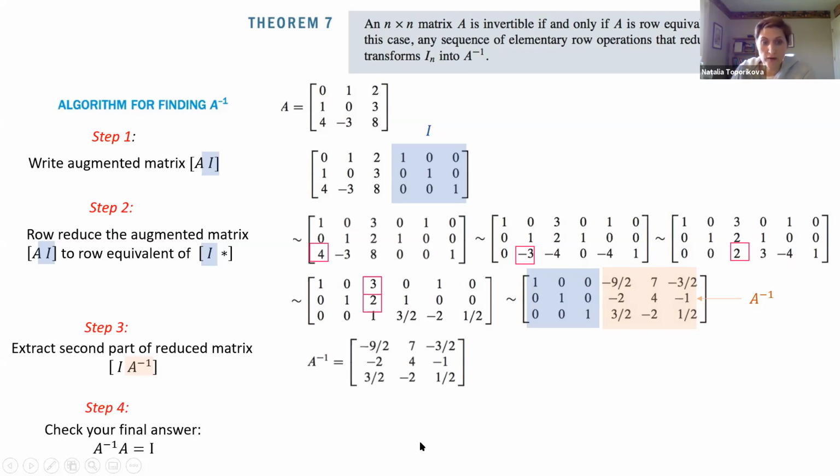However, I strongly recommend you go to step 4 and always, always, always check your final answer. We know that the product of a matrix with its inverse should equal the identity matrix. So whether you're doing homework, an exam or a quiz, always check your result by multiplying your original matrix by the inverse. So we start with our matrix A multiplied by its inverse.